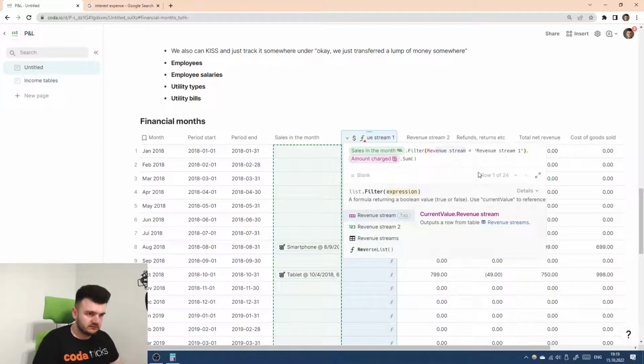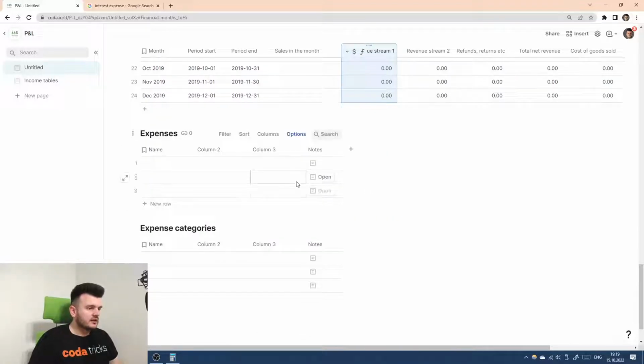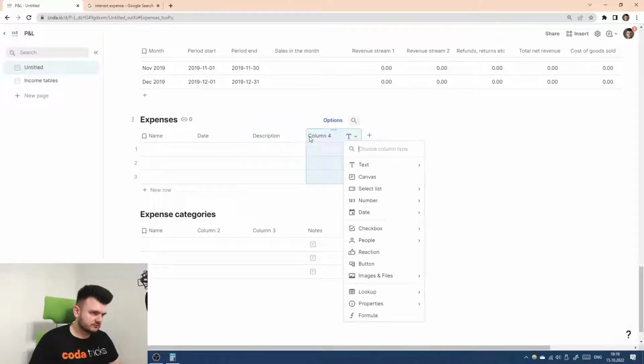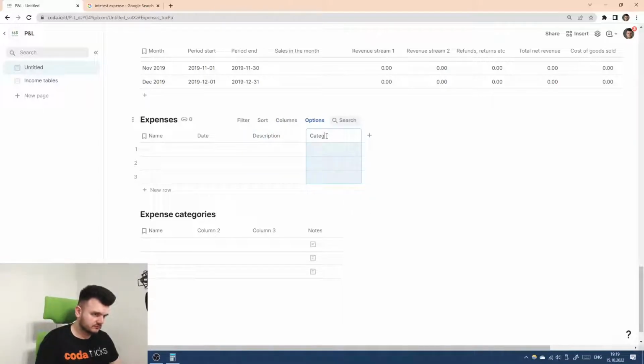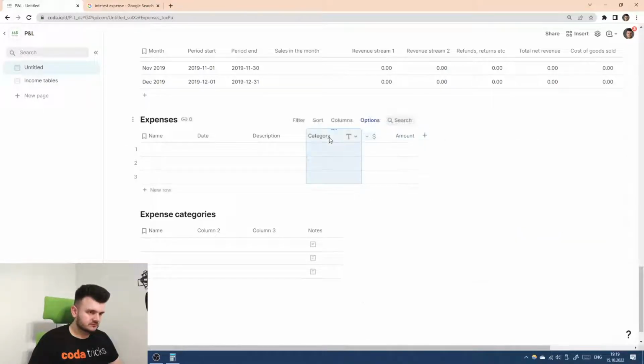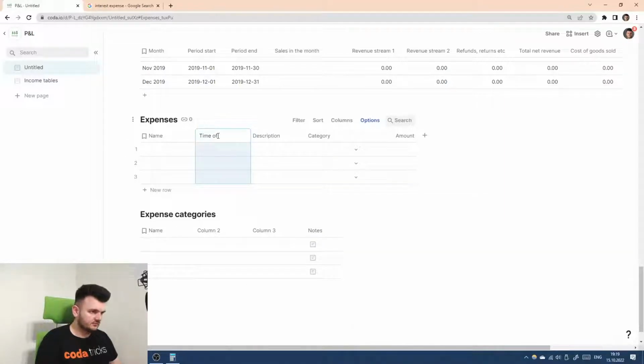What was that? The revenue stream equals expenses. Again, date, description, and category, and just the amount. The category is a lookup to expense categories. Description is text, the date or time.